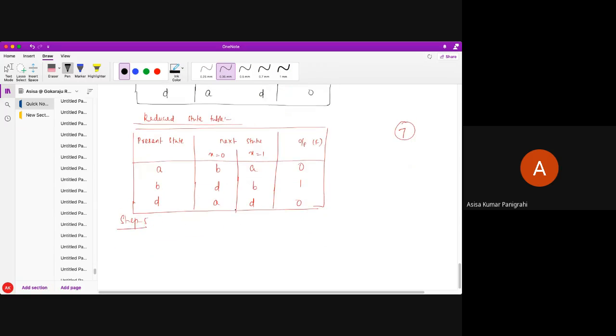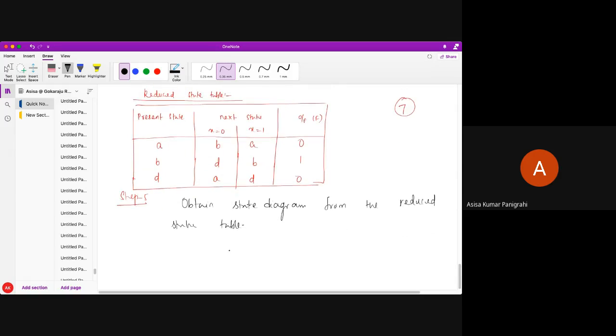My step number 5 is here: obtain the state diagram from the reduced state table. Do you all understand what you need to do? You need to obtain the state diagram from this reduced state table.